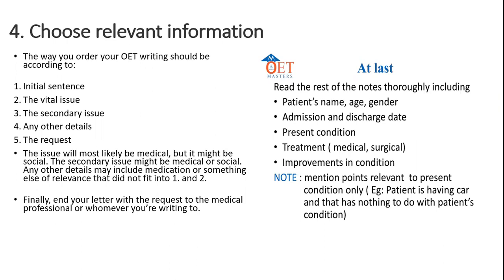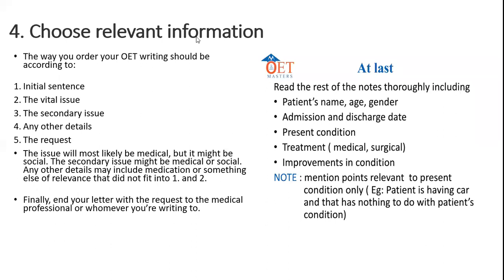Next thing is choosing relevant information. Now, how do you choose the relevant information? When you're going through the case notes, you have to go through the patient's name, age, gender, admission and discharge date. This is for a discharge letter. Present condition, treatment that was given, and improvements in the treatment. So now how do you have to choose the information?